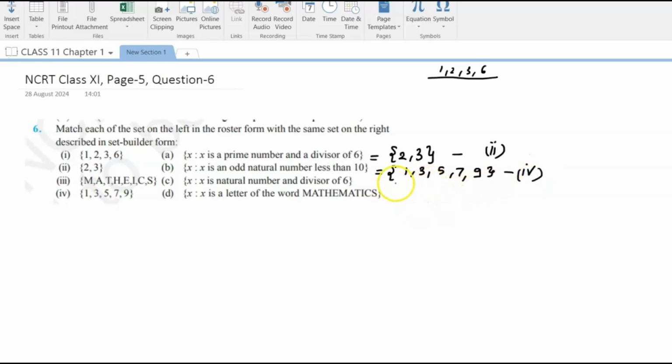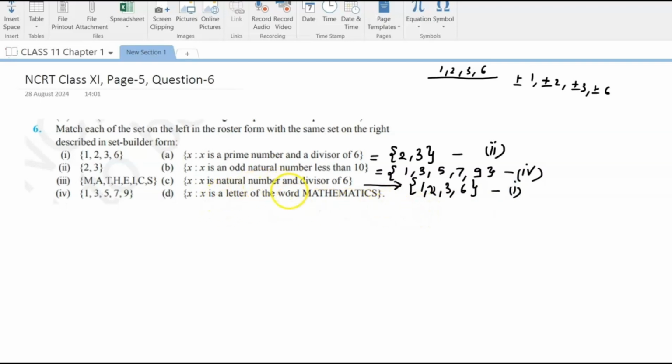Okay. Let's solve the C part. X is a natural number and is a divisor of 6. So we have already written all the natural divisors of 6: 1, 2, 3 and 6. And if it was not a natural number, if it was an integer, then your divisors would be plus minus 1, plus minus 2, plus minus 3 and plus minus 6. So this matches your first option. Okay. Your C matches your first option.